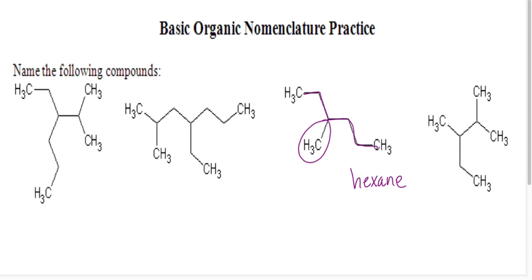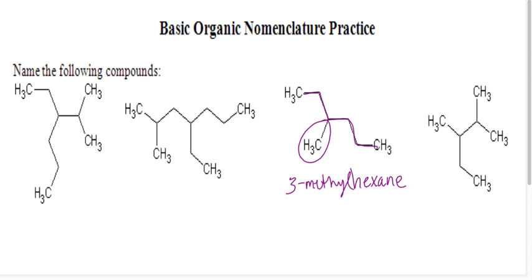The correct format: there's a hyphen between numbers and words, and then the words run together. So it's methylhexane. It's not methyl space hexane. It's methylhexane. 3-methylhexane. Got it?